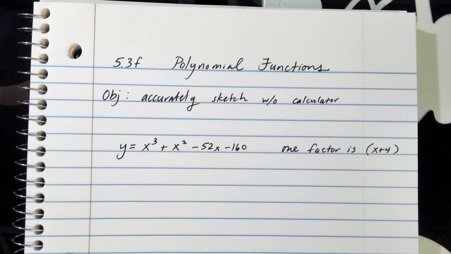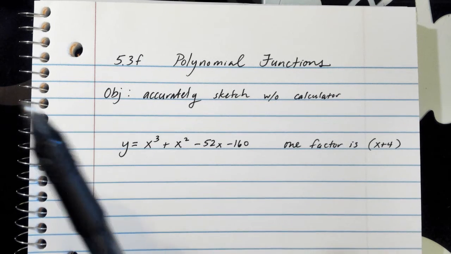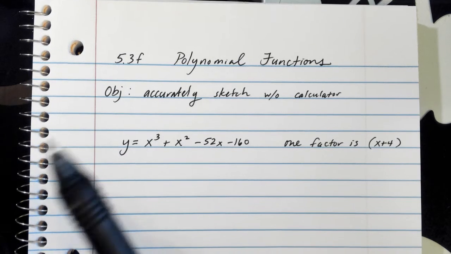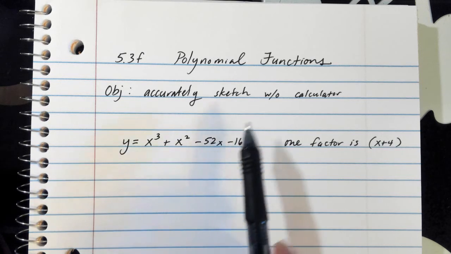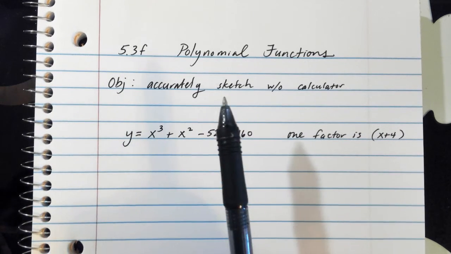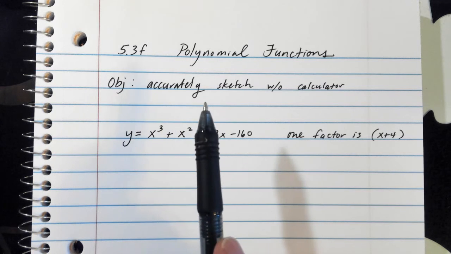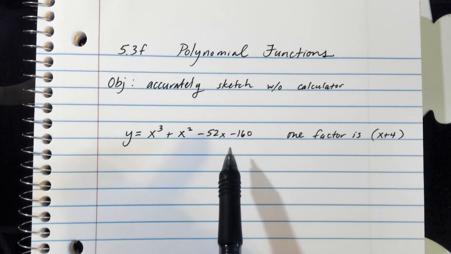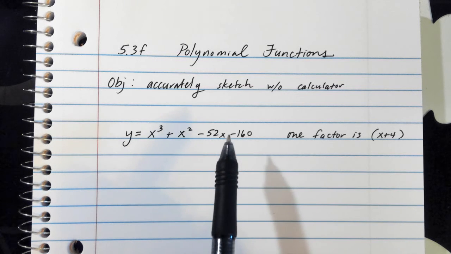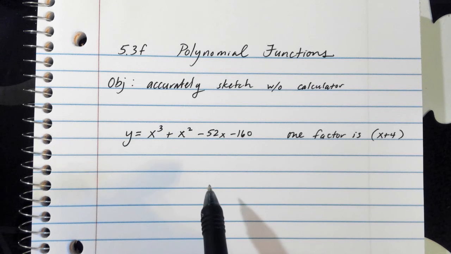Okay, this is the last lesson for section 5.3. It's how to accurately sketch polynomial functions without using a calculator. And by accurately sketch, we mean find the x-intercepts. So in order to find the x-intercepts, you're going to need to rewrite this in factor form.